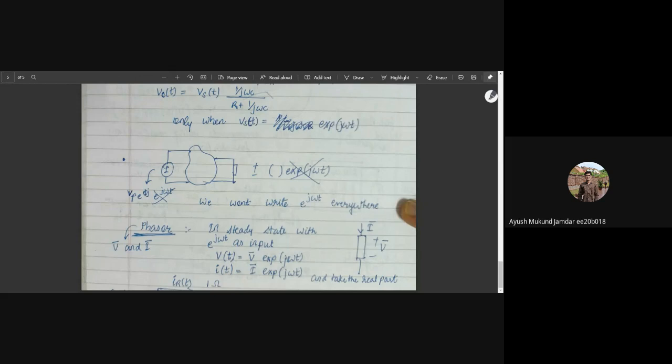We will just use Vp exponential phi j to represent the voltage. That will be the phasor voltage represented by V bar, and the actual voltage V of t will be V bar, the phasor, times exponential j omega t, and then we can take the real part of this.